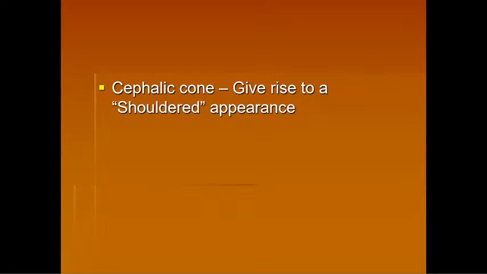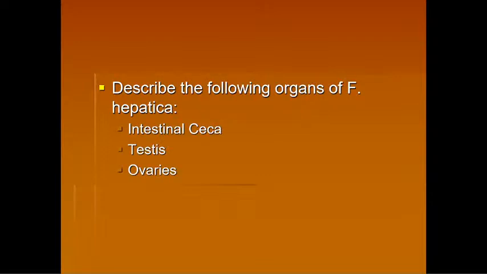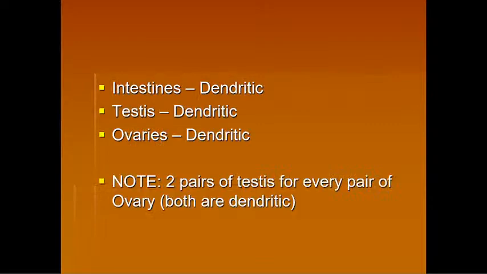Now, let's look at the organs. Describe the organs of the following organism. Fasciola hepatica. The organs of Fasciola hepatica: it has an intestinal ceca, a testis and an ovary. All of these are dendritic by nature. They look dendritic, and there are 2 pairs of testes for every pair of ovary. So it's very symmetric. There is symmetry.